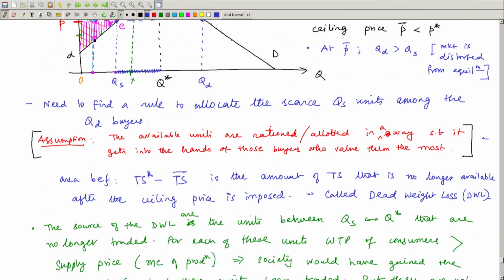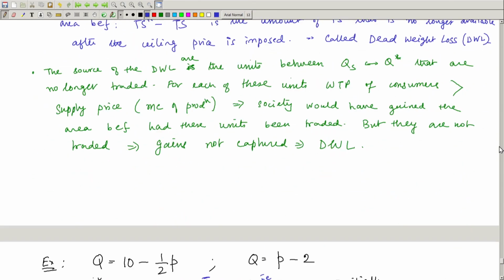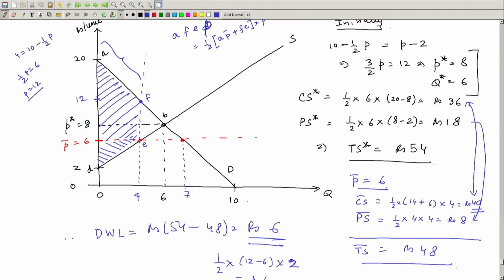The equilibrium gets distorted. Because the equilibrium gets distorted, you need to impose some rule of allocating the QS units across the number of buyers. And the assumption that we imposed was that we want to allocate the units such that the available units are rationed or allotted in a way such that it gets into the hands of those buyers who value them the most. And we looked at this particular example to numerically find out what the consumer surplus and producer surplus were.